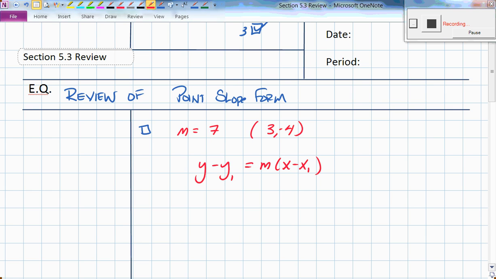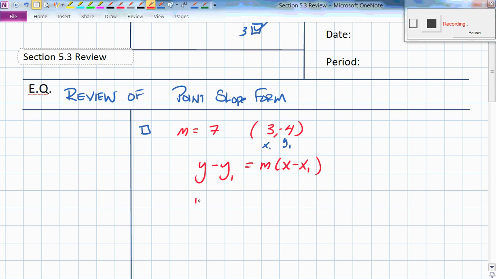Now, which one represents the y sub 1 and which one represents the x sub 1? Negative 4 is y sub 1. You got it. This is the y sub 1. 3 is the x sub 1. He's absolutely correct. Does this ring a bell to everybody in the room? Marcus? Okay, good. So we're going to plug in.